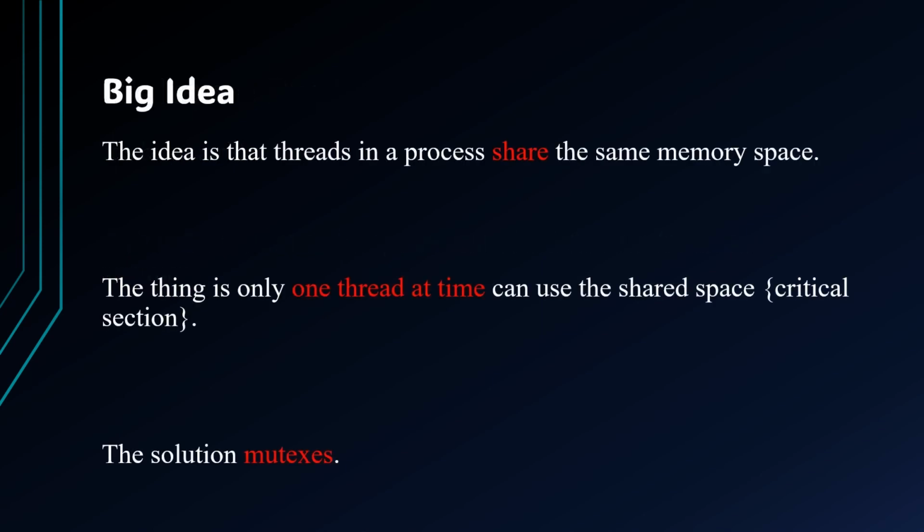Alright, the idea is that threads in a process share the same memory space. Wow, that's crazy. But the real thing is only one thread can use the same shared memory at a time, and we call that the critical section. That's just a fancy word for only mine at a time. Okay? And the way we solve this is using this fancy word called mutexes. What a weird word.